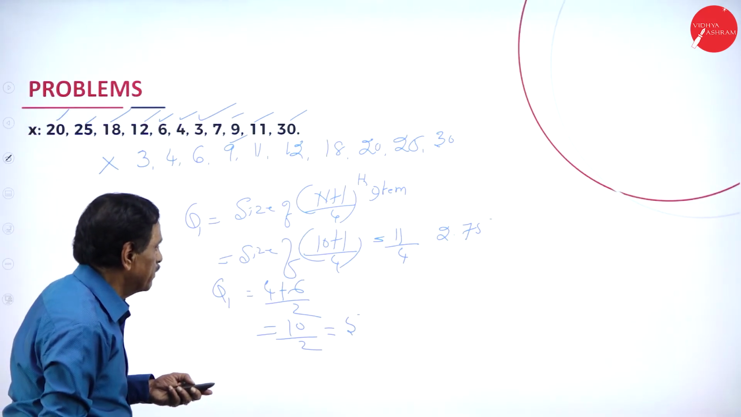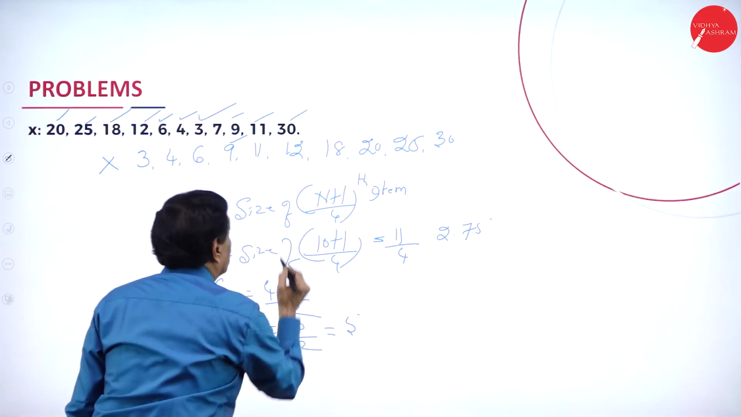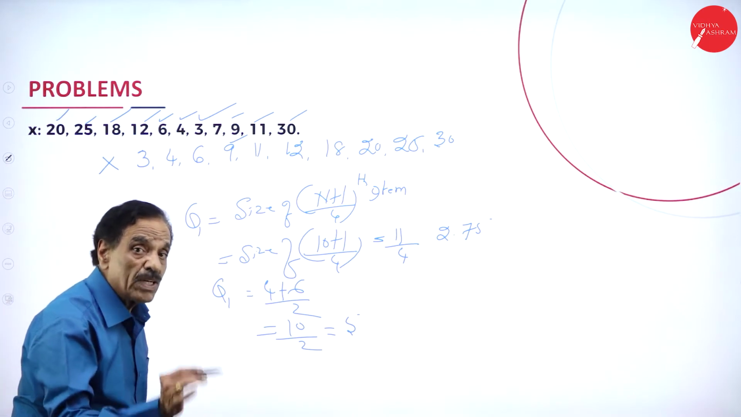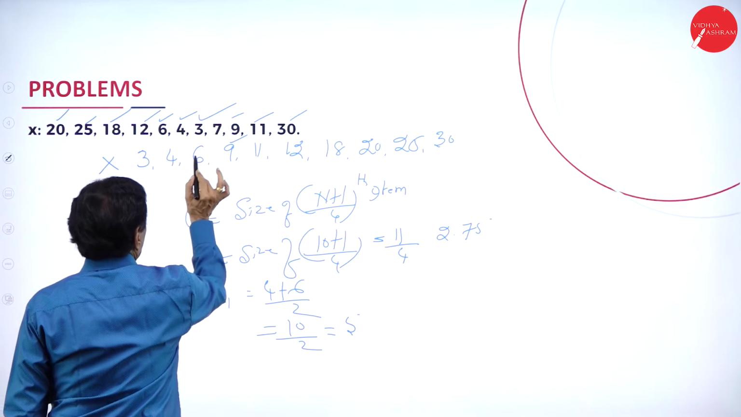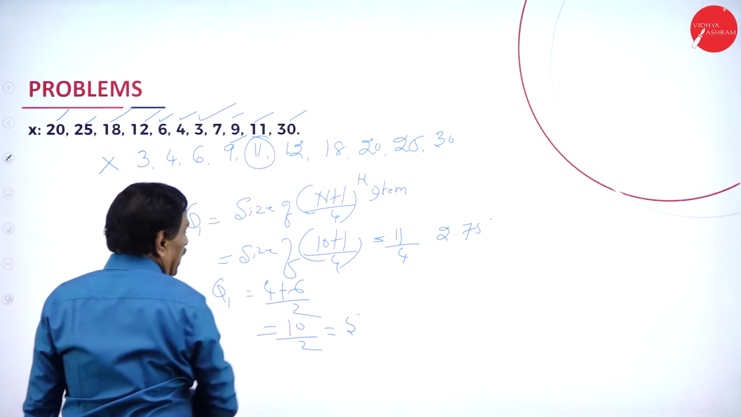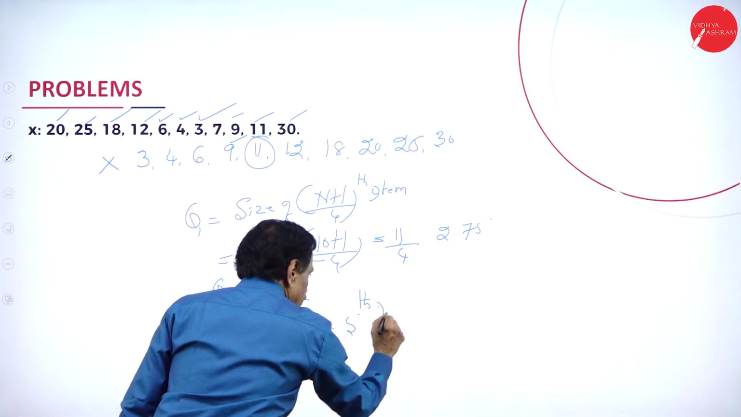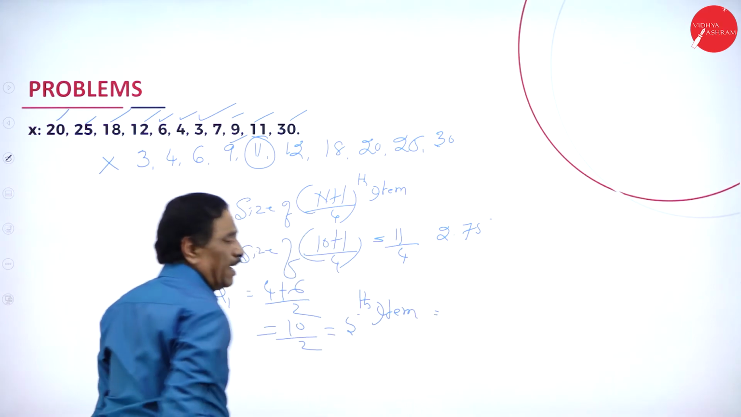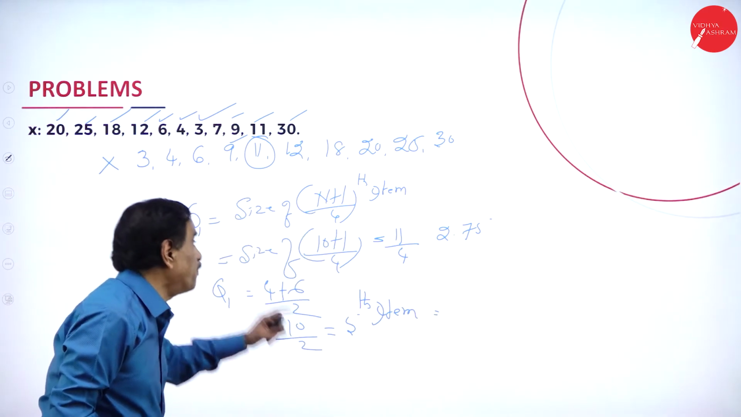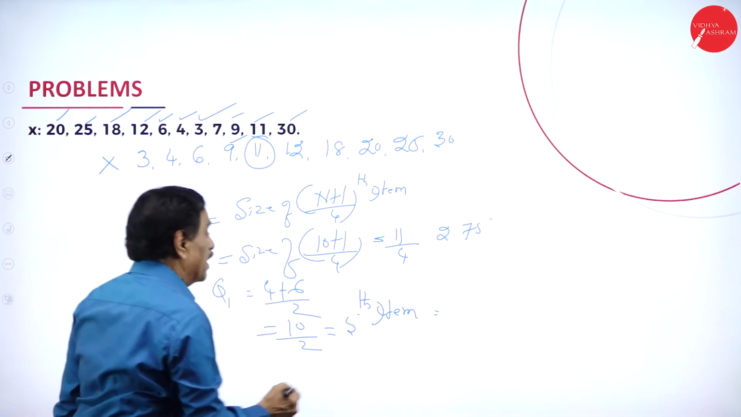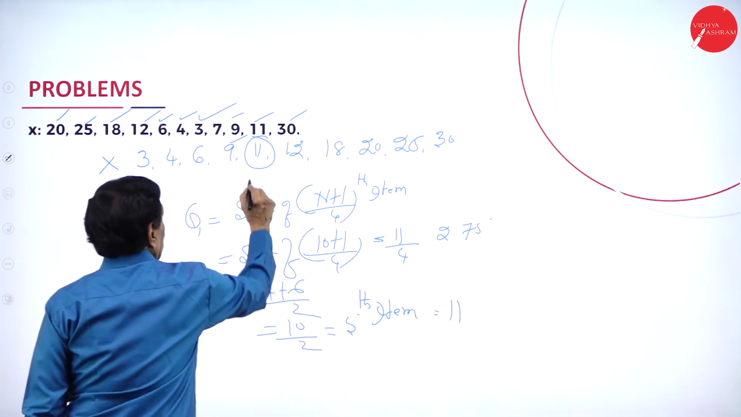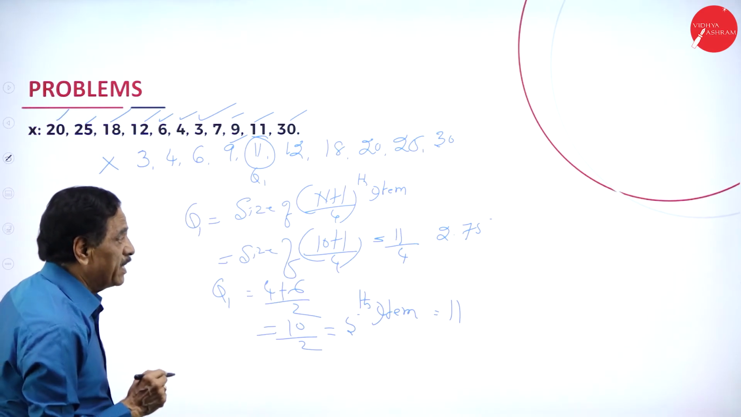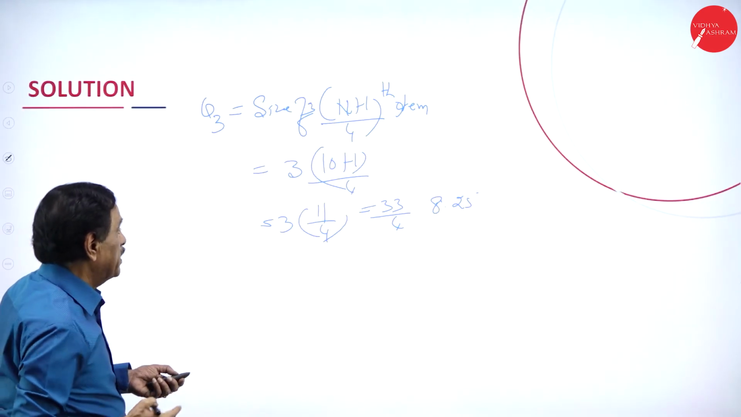Sorry to disturb. Your Q1 lies under the 5th item. Sorry, Q1 lies under the 5th item. Which is the 5th item? 1, 2, 3, 4, 5. What is your 5th item? This is the 5th item. I will repeat. 10 divided by 2 is the 5th item. Which is the 5th item? 11. Your 11 is the Q1. This is your Q1, the 11th item.